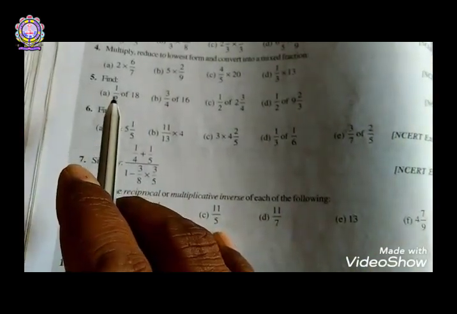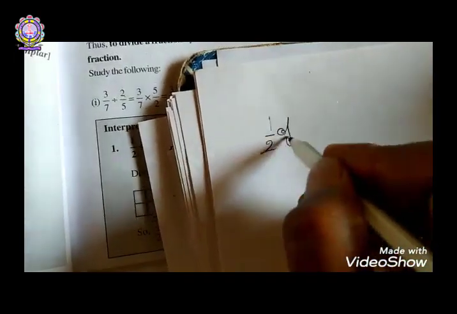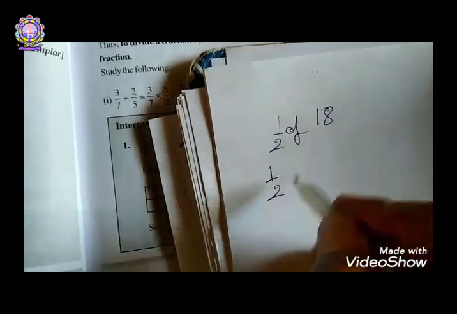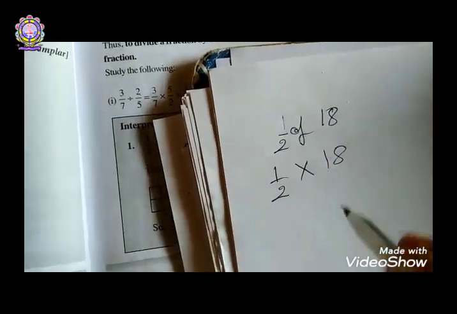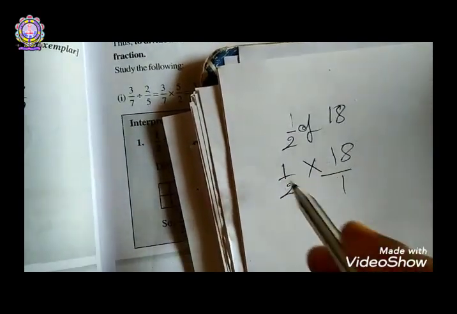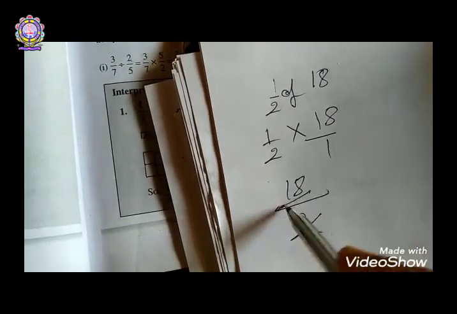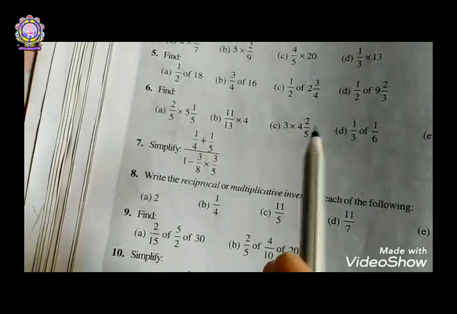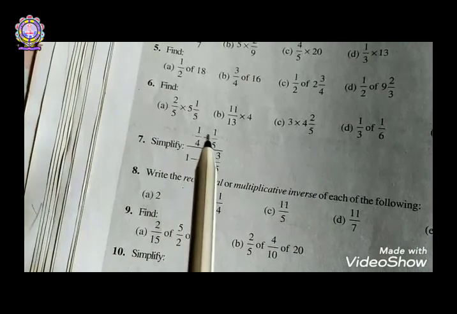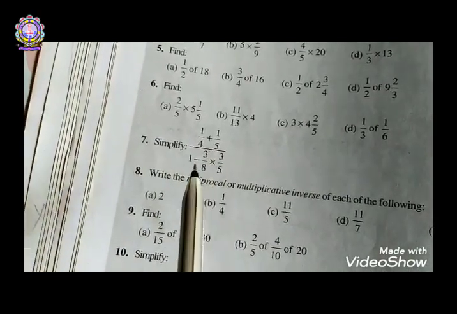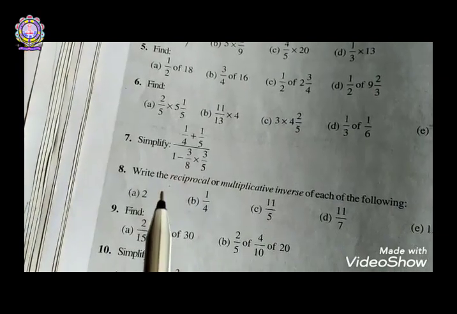Here, question number 5: 1 upon 2 of 18. How do we write 1 upon 2 of 18? So change 1 upon 2 of into multiplication and write 18 upon 1 and then multiply. 18 ones are 18 and 2 ones are 2, and you divide by 2, 2 9s are 18, equal to 9. And for the remaining questions, find the products in multiplication. Here for simplification, try first to add them and then multiply, then subtract. If you have a problem, then ask me.